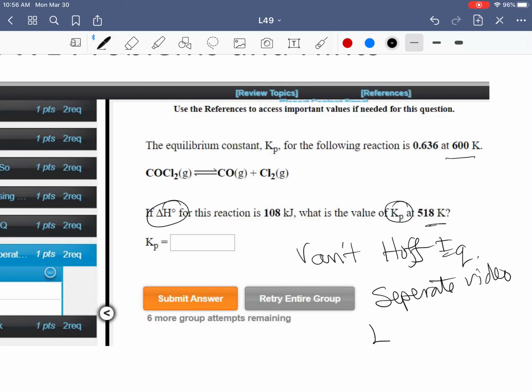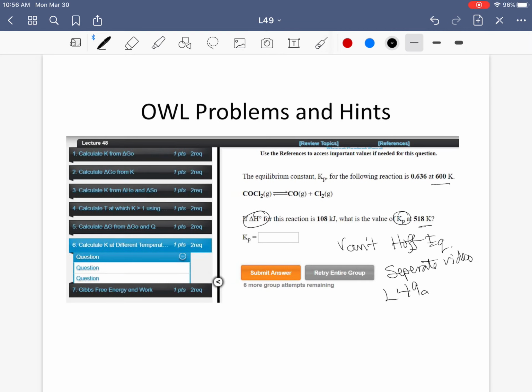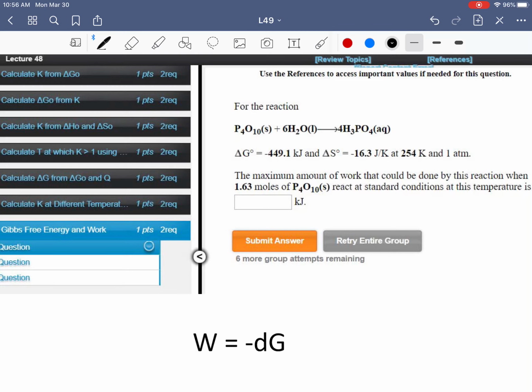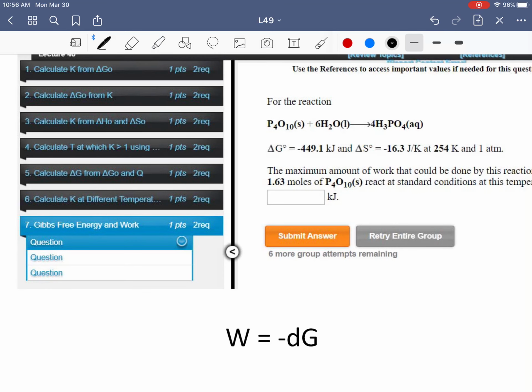So we'll call that one lecture 49A. And it's not too bad. We've encountered this type of equation before, but I want to give it its due process here. So we'll look at that. And you can obviously get some help from OWL on that. And the last one, I didn't really have any lecture on, but it has to do with free energy and work. And work here, W, is defined as the opposite in sign of whatever you would calculate for delta G.